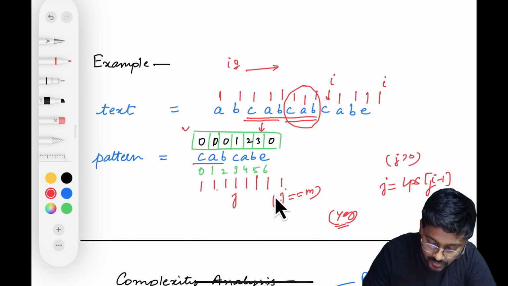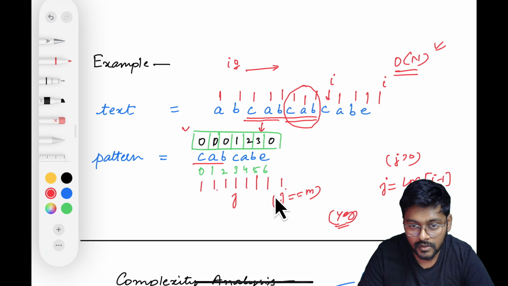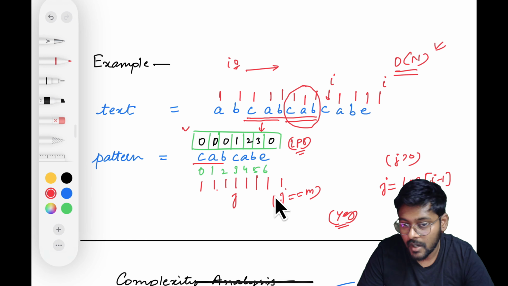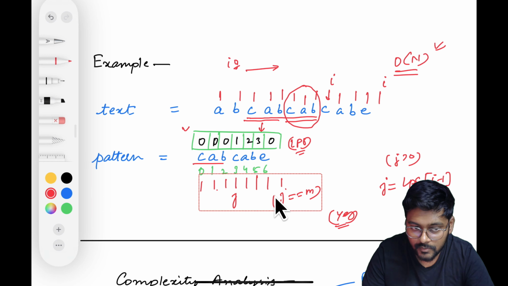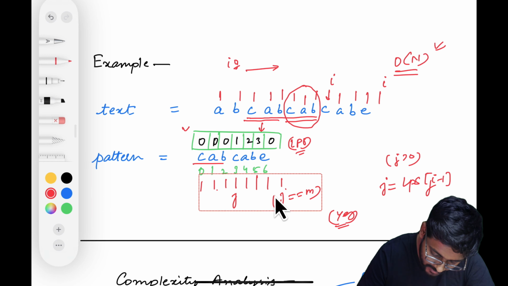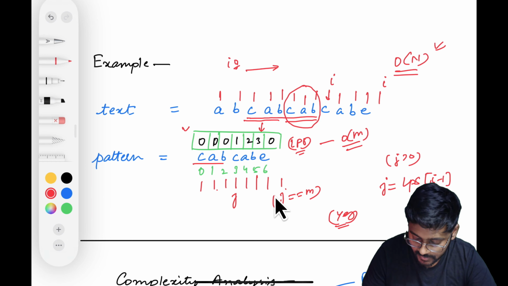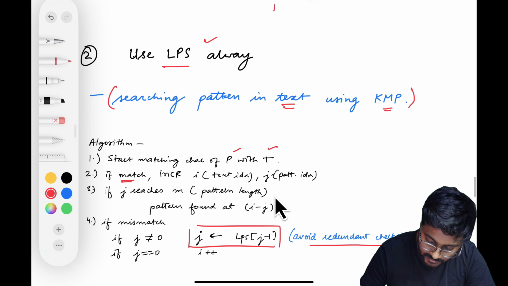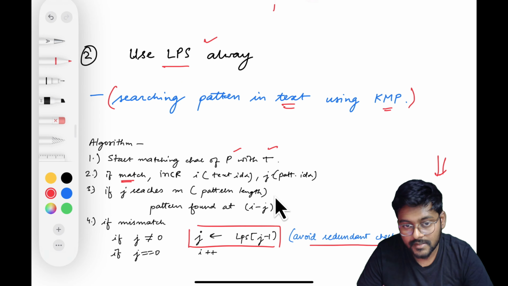I is going from 0 to N. In order of N time, you have achieved the pattern matching. If somehow I give you the LPS array, in the order of N time, you can achieve that. Now, what is the time complexity for preparing the LPS array? That is order of the length of the pattern. Okay, so this is our KMP algorithm, and the algorithm is attached here. I will also attach the notes in the description below. These two algorithms are very important.